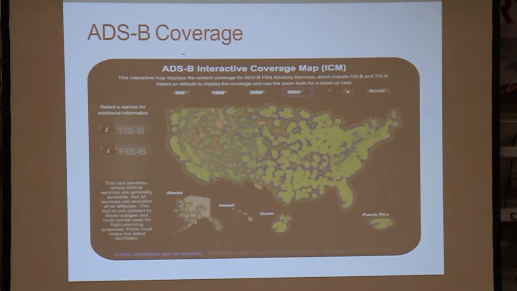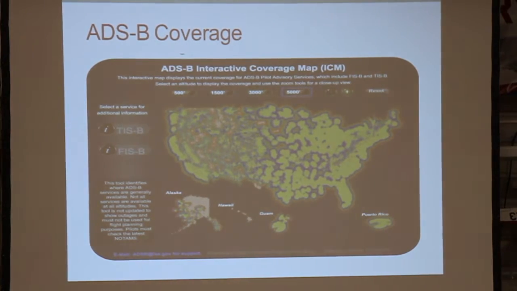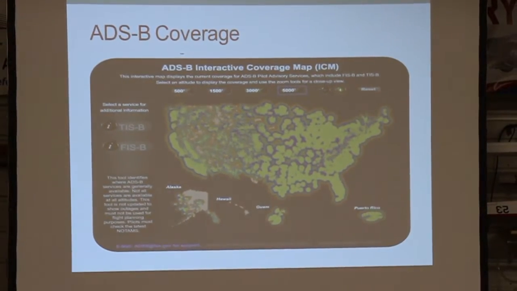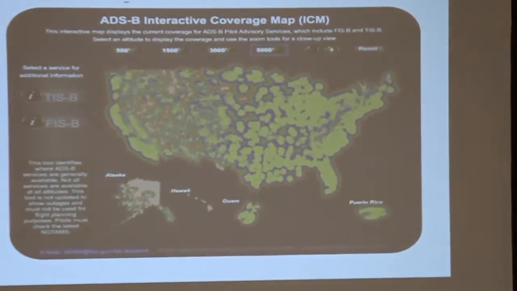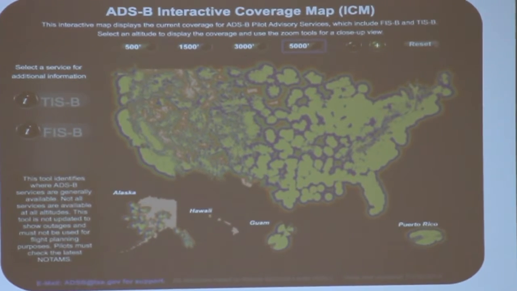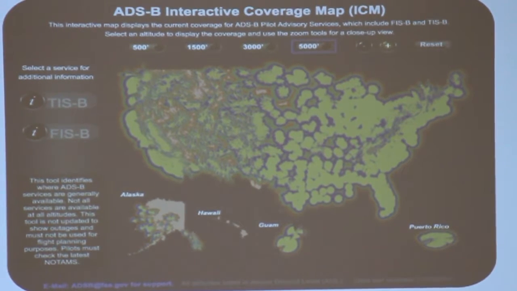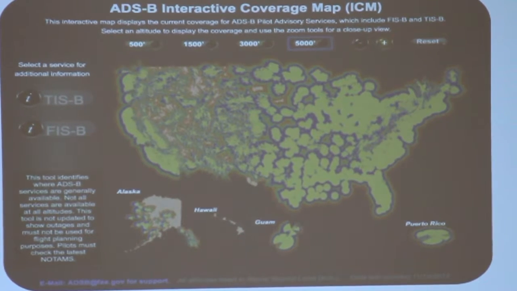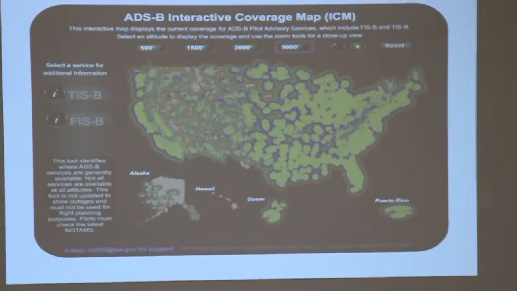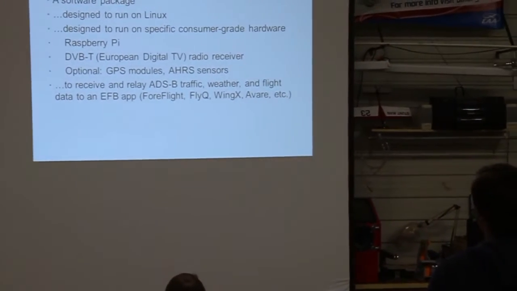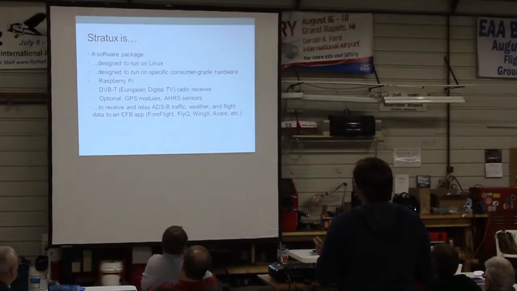This is coverage. The FAA has rolled out a number of ground towers. Almost anywhere in the continental U.S. you can get coverage at a reasonable altitude. That's useful enough. So now this is background on Stratux.